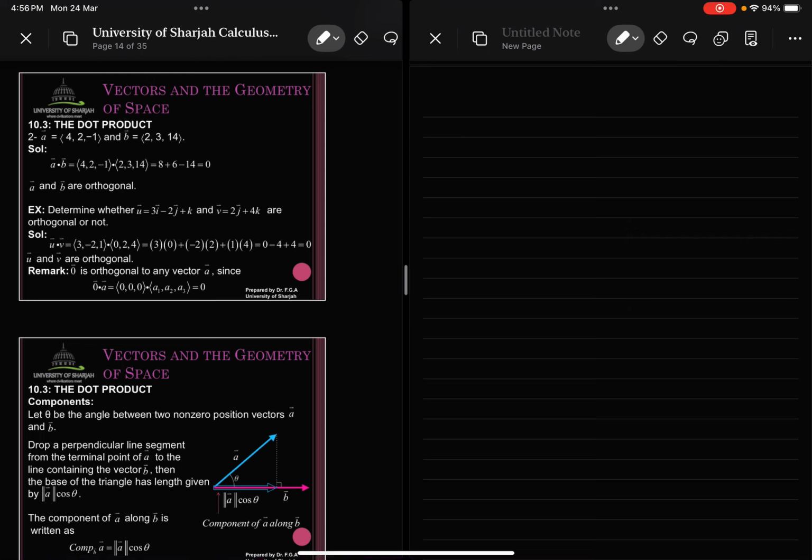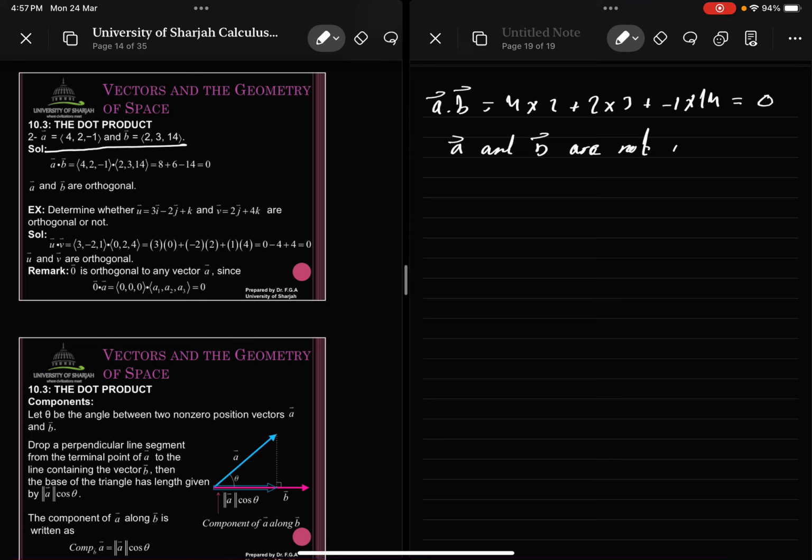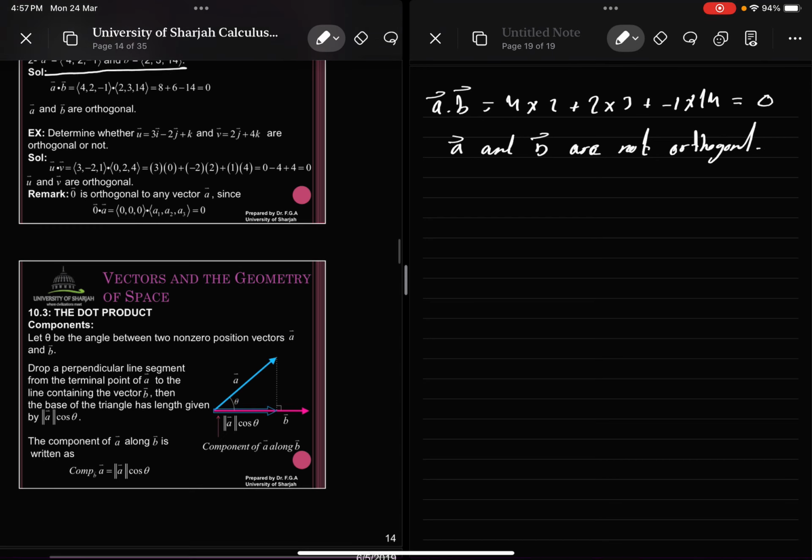The dot product also here, for this example, okay, 4 times 2 plus 2 times 3 plus negative 1 times 14, it will be 0. So vector A and vector B are not orthogonal. Okay. I'm sorry. They are orthogonal because A dot B is equal to 0.